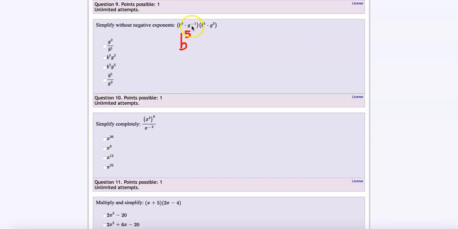And then g to the negative 1 and g cubed. If you add negative 1 and 3, you get 2. Remember, you just add the exponents. When you are multiplying like bases, you add the exponents. So b to the 5th g squared is that answer choice right there.